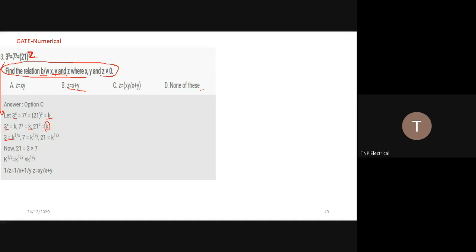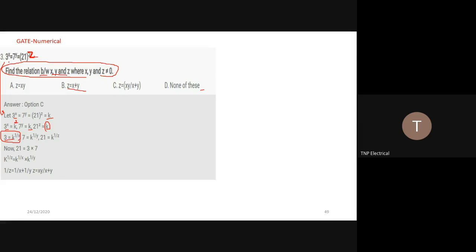3 to the power, a to the power x equal to k. So you can represent a equal to k to the power 1 by x. This is a simple property we have. If something has some power, here it is nothing but 1, so you just put it or divide it by that power. So you get k to the power 1 by x. Similarly, you get k to the power 1 by y, and this gives 1 by z.